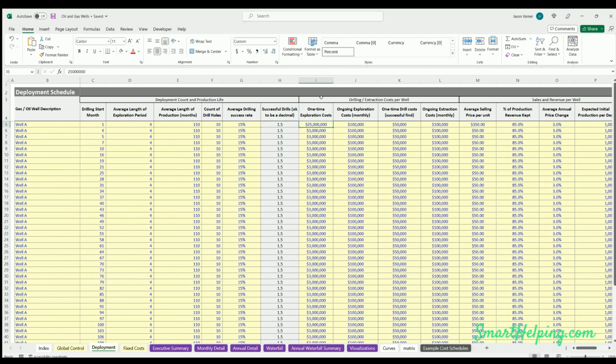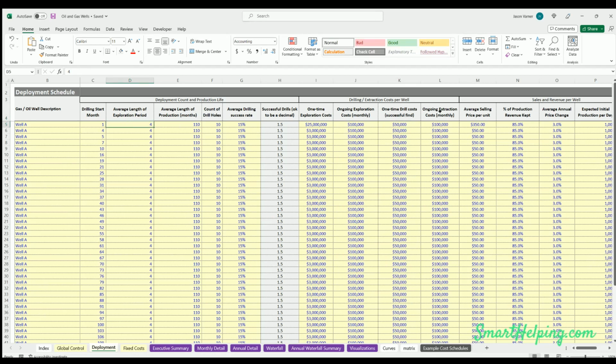You're going to define all the costs related to the one-time exploration costs, any ongoing exploration costs, and this would populate during this period if there's multiple months where you're exploring the same drill holes. There's the one-time drill cost for a successful find. So this is deploying the extraction equipment and everything required to get the oil or gas or whatever you're pulling out of the ground out. So this is a one-time cost that happens at the end of this period.